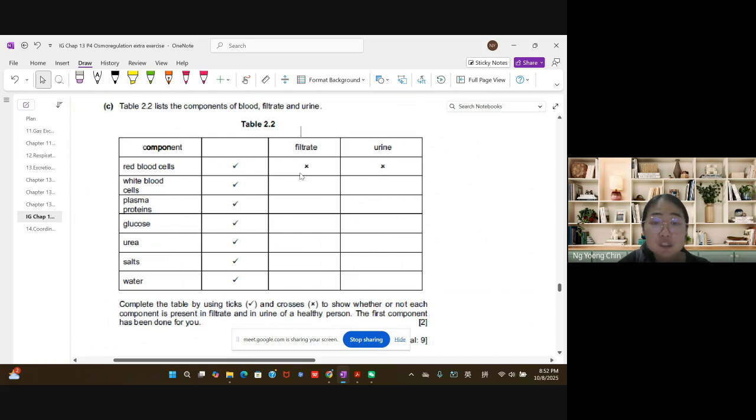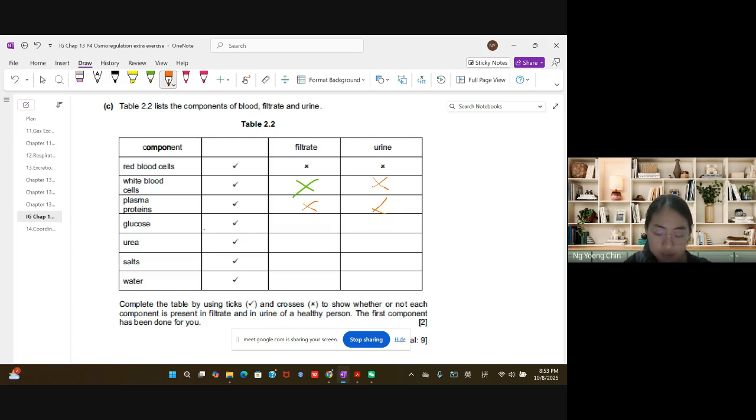So inside the filtrate, right, does it contain white blood cells? The answer is no. They don't have white blood cells. The white blood cell is too large in size already. For both, this one is a cross. Do they have plasma proteins in the filtrate? Also, they don't have. Urine also they don't have. Because plasma protein, its size is too large already.